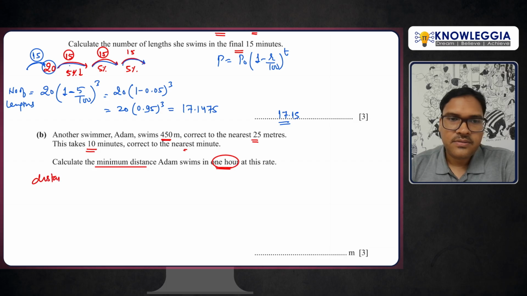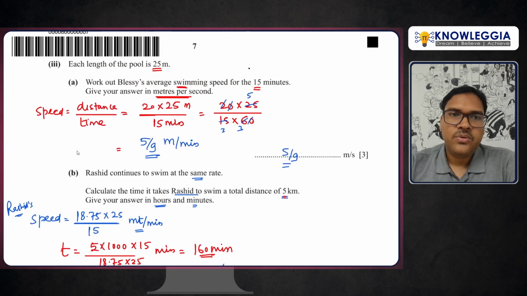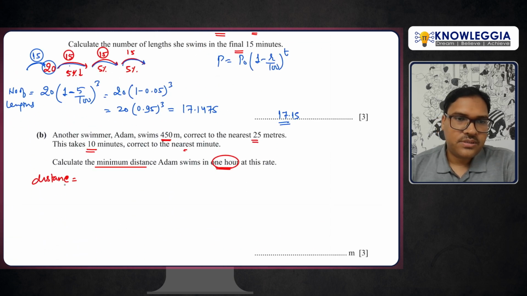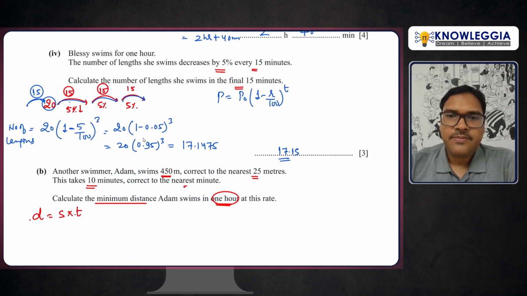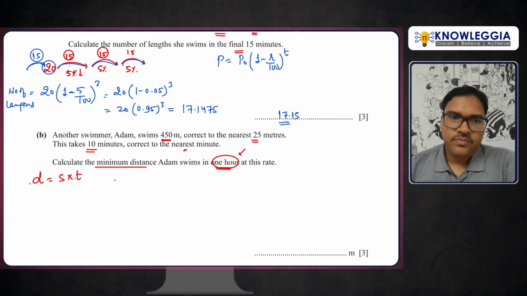You can say distance will be equal to, I can use the same formula, distance is equal to speed into time, right? So in 1 hour, the time is fixed. So this is 1 hour. So for minimum distance, obviously speed should be minimum. Now, what is the minimum speed? That is what you have to find.